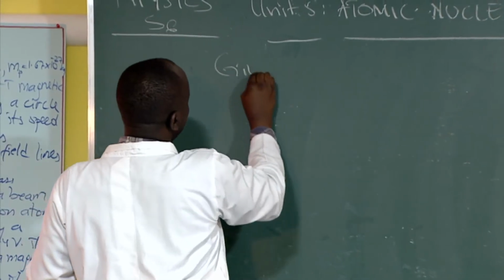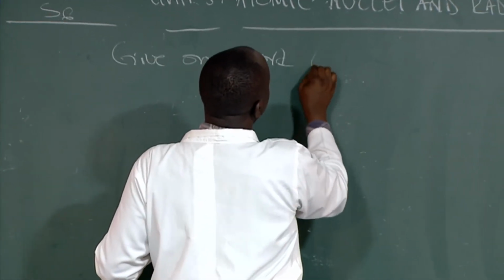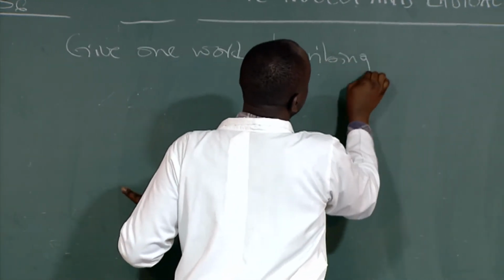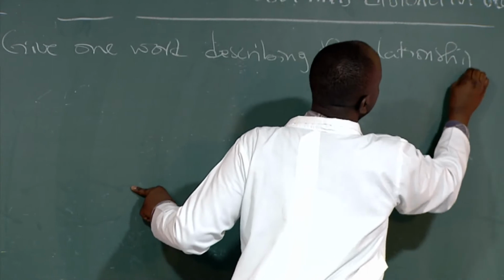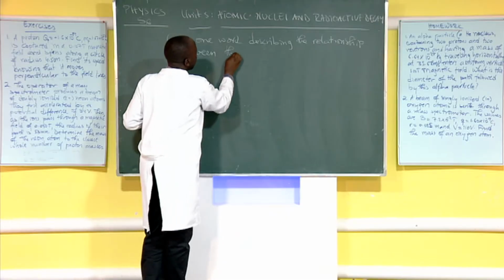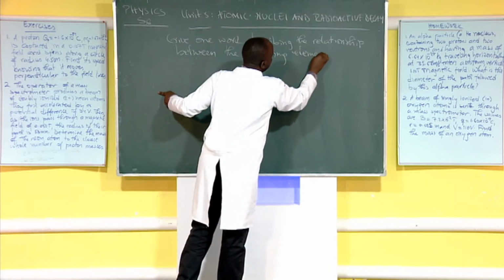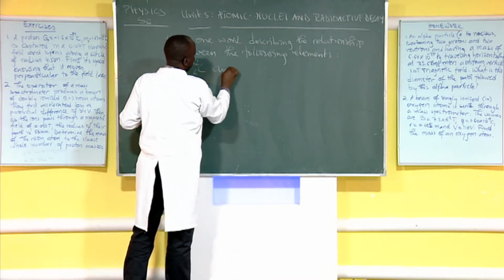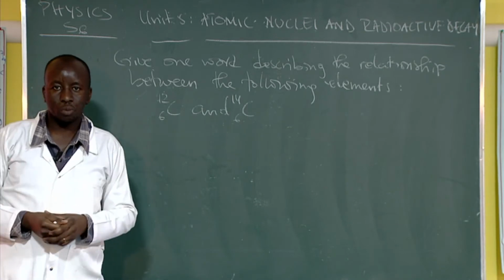So give one word explaining or describing the relationship between the following elements. Number one, we have carbon 12, that is 6, and carbon 14. So, what is the relationship? One word only.